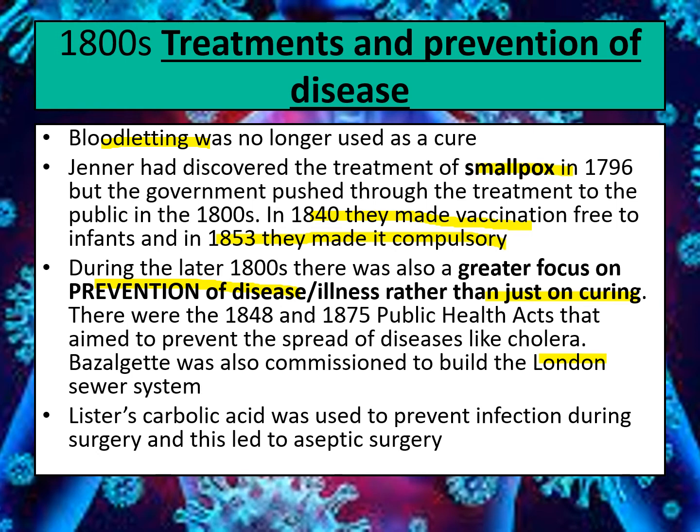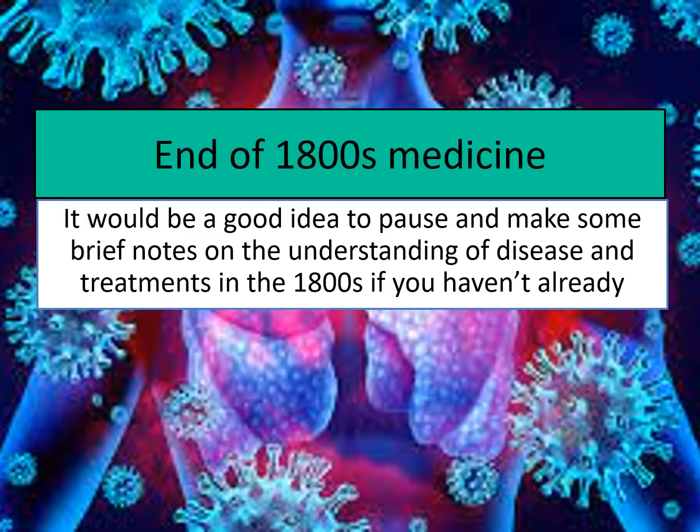And in Unit 3, we'll also be looking at surgery, and we're going to see a man called Lister who ends up creating something called carbolic acid that was used to try and prevent people getting infected during surgery, which eventually led to aseptic surgery, basically germ-free surgery that we have today. So we've now got to the end of the 1800s medicine. If you haven't already, it would be a good idea to pause here and make a few notes on the 1800s and what they understood caused illness, and also how they had developed with things like treatments and prevention.